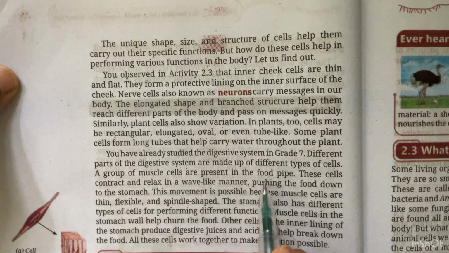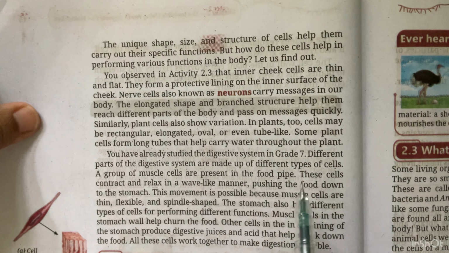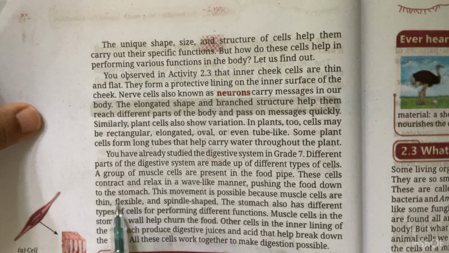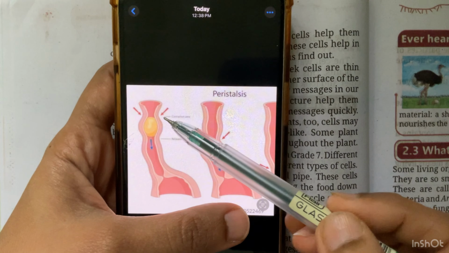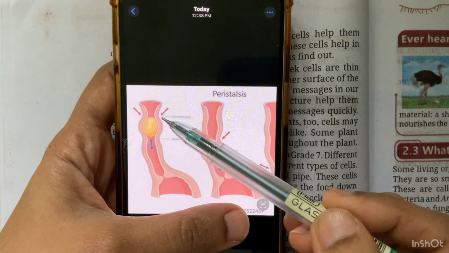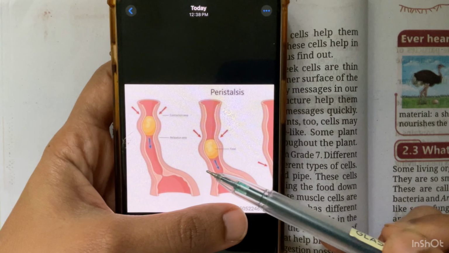So what is the function of this? It contracts and relaxes, making a wave-like motion. So the food gets pushed to the stomach. I'll show the picture for that. See here, it contracts and now it is released. Now here it is contracted, and in the next step it will get released. By this, the food goes to the stomach.